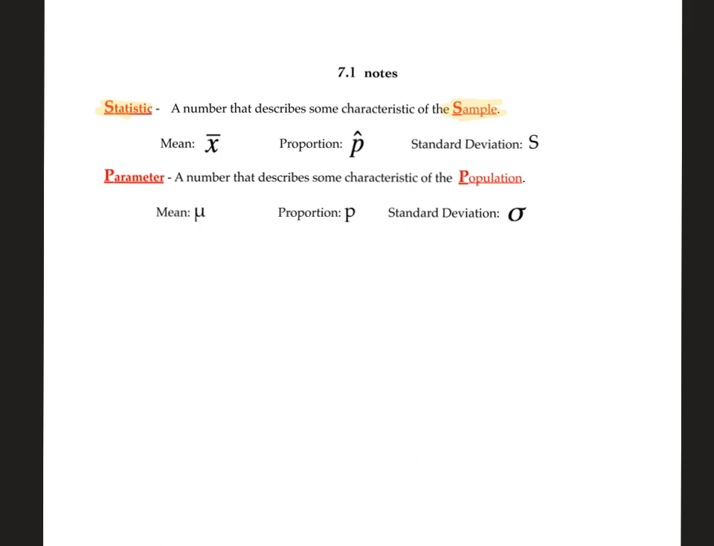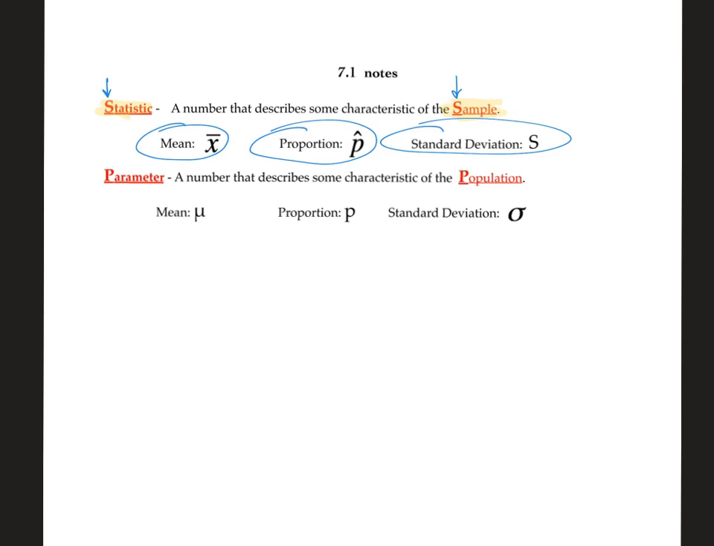It's kind of nice because the word statistic starts with an S and the word sample starts with an S. So that might help you remember statistic is something dealing with a sample. If you're talking about a sample mean, you have to use X bar. If you're talking about a sample proportion, you have to use P hat. Sample standard deviation, you use an S.